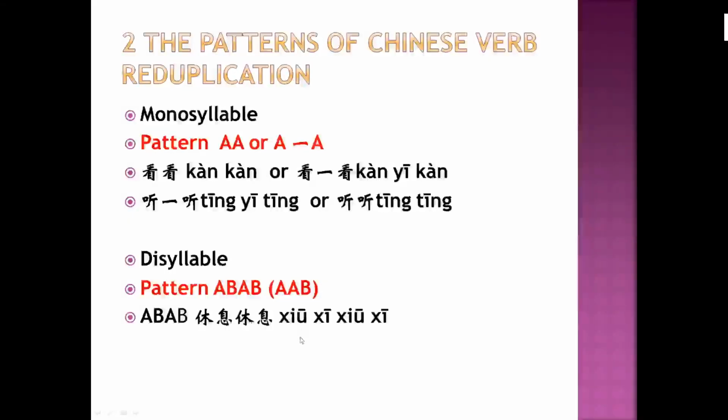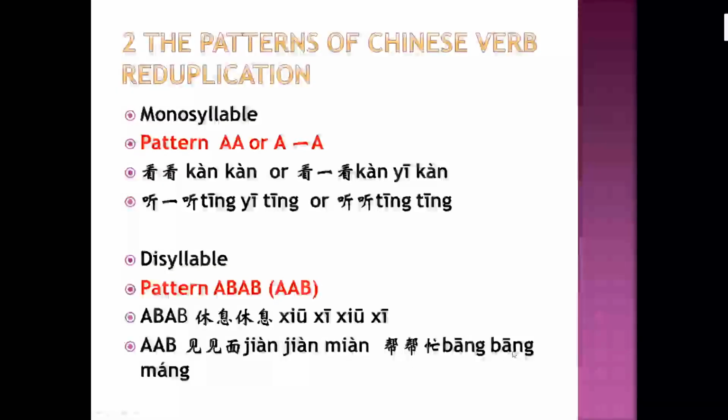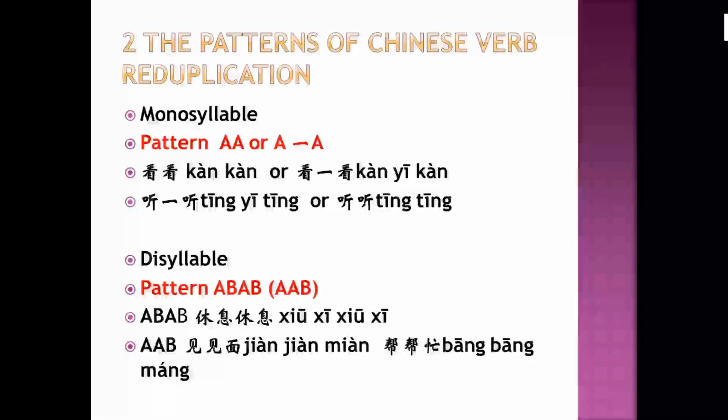So 你应该休息休息. Or sometimes we can say meet each other, how to say in Chinese 见见面, and give me a hand, 帮帮忙. So 见见面 or 帮帮忙. That's like lovely speaking or cute, very cute. When I was young, I usually used this verb reduplication.